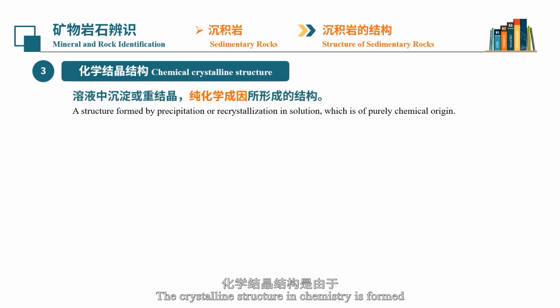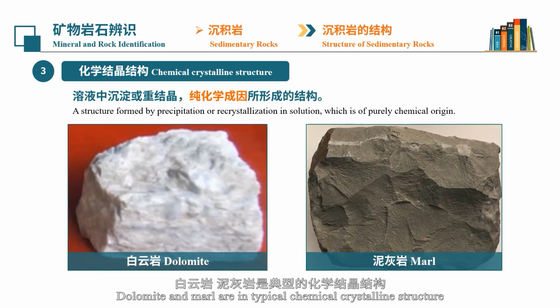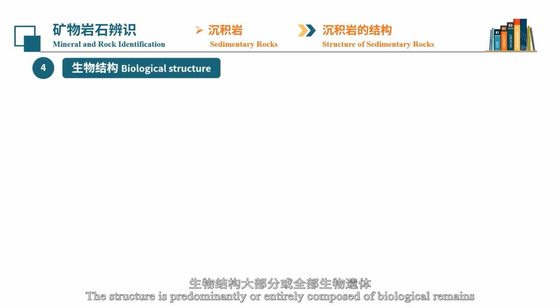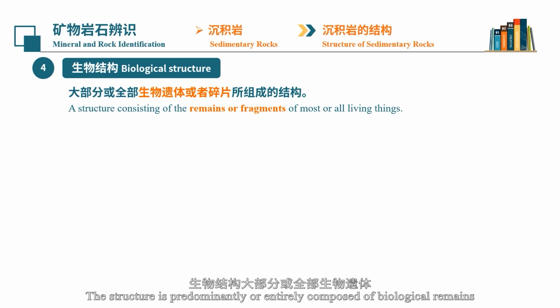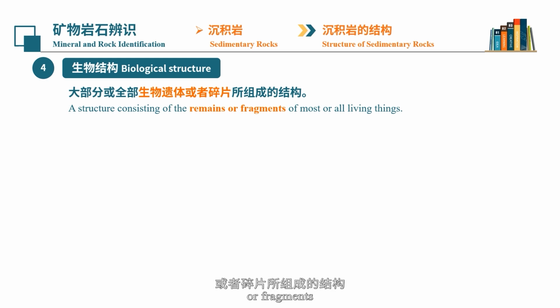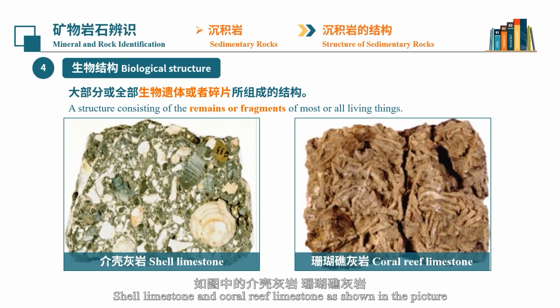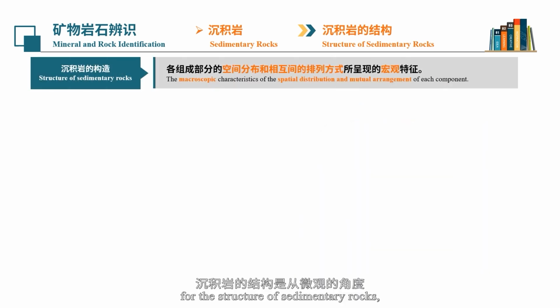The chemical crystalline structure is formed through precipitation or recrystallization from a solution as a result of purely chemical processes. Dolomite and marl are in typical chemical crystalline structure. The biological structure is predominantly or entirely composed of biological remains or fragments, such as shell limestone and coral reef limestone, as shown in the picture. In short, for the structure of sedimentary rock, their characteristics are described from a micro perspective.